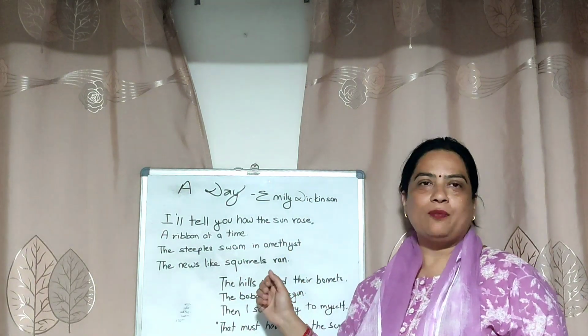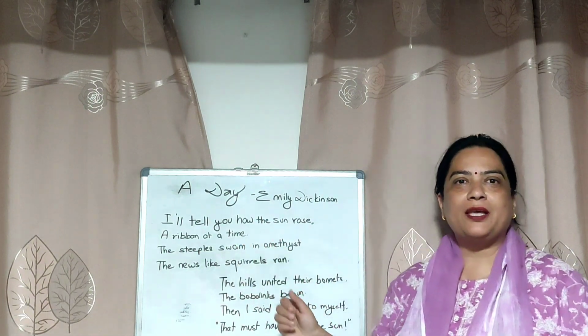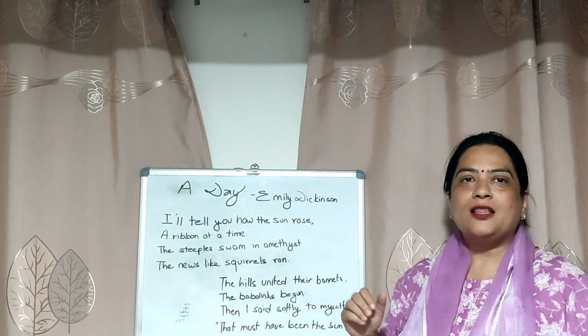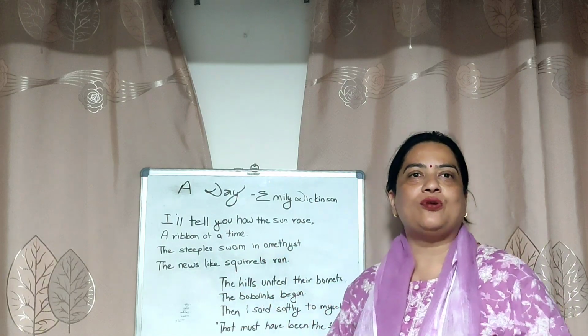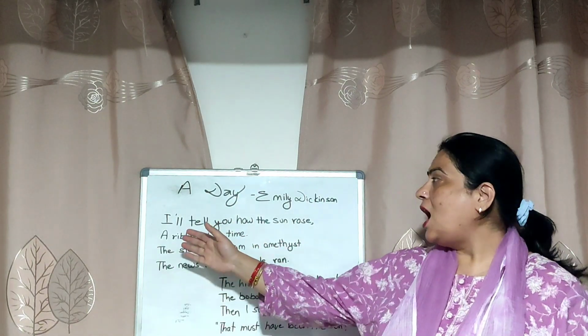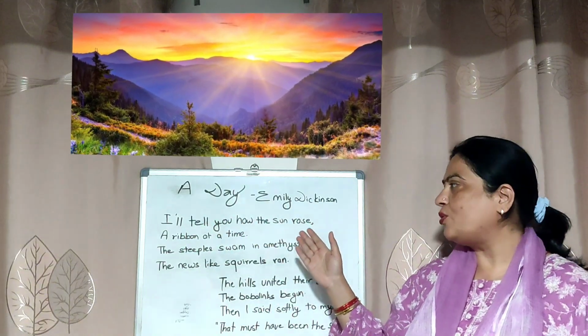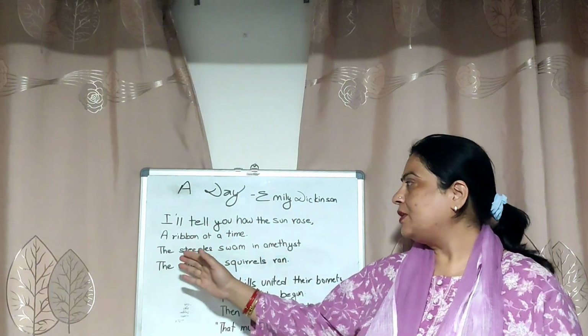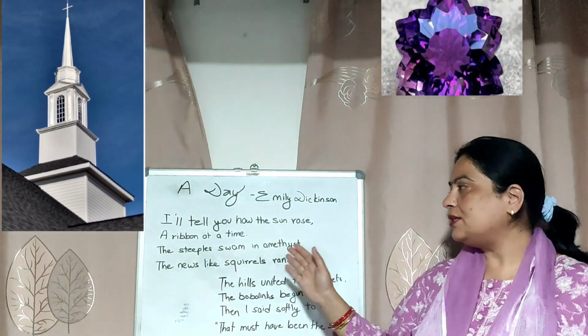So the whole poem is divided into 4 stanzas. Let us begin with the first 2 stanzas. In the first 2 stanzas, the writer tries to glorify nature as well as the natural cycle. For example, I'll tell you how the sun rose, a ribbon at a time. The steeples swam in amethyst, the news like a squirrel ran.